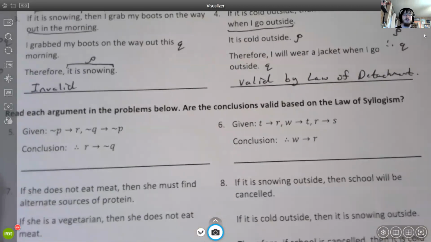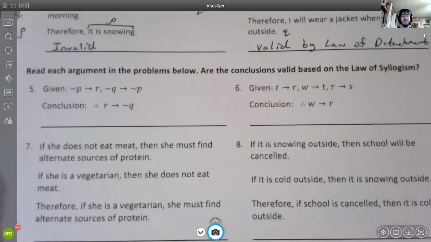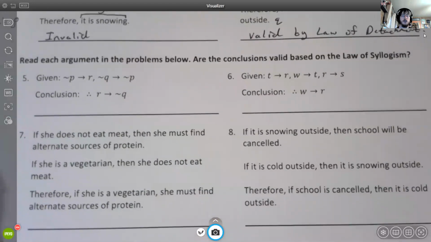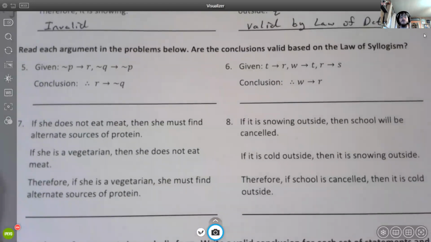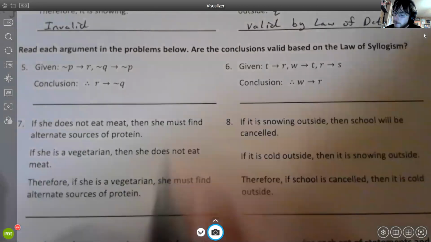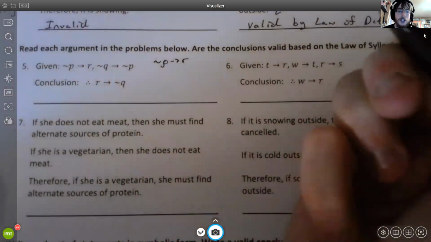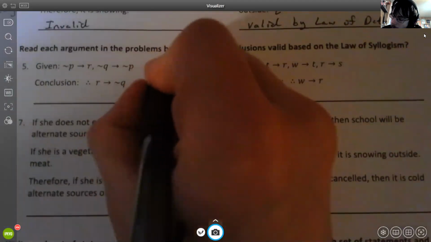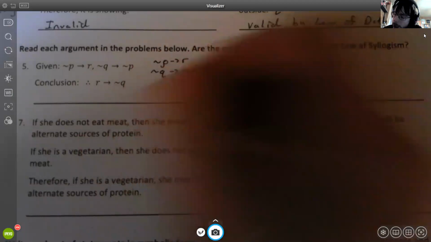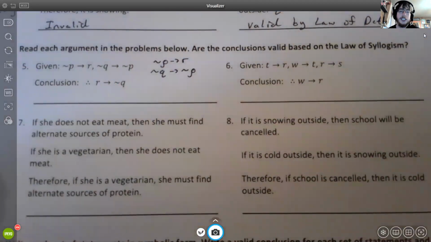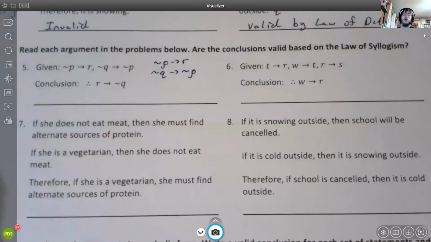All right. Numbers 5 through 8, it wants us to read each argument in the problems below. Are the conclusions valid based on the law of syllogism? So let's look at 5. 5, it says, given not P implies R, and then not Q implies not P, and then it says, therefore, R implies not Q. Well, let's look and see what we have.